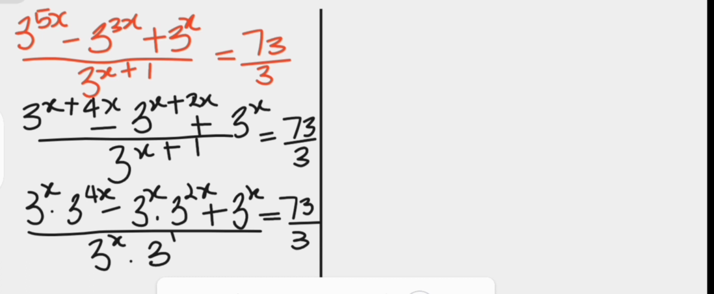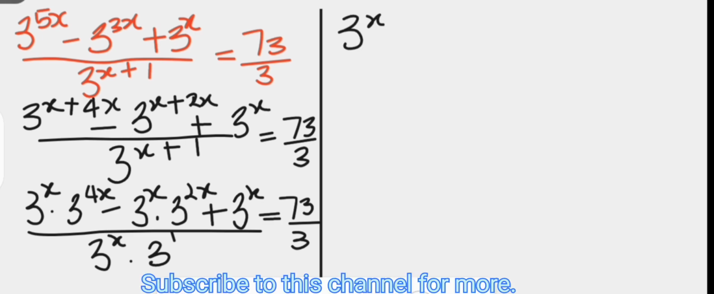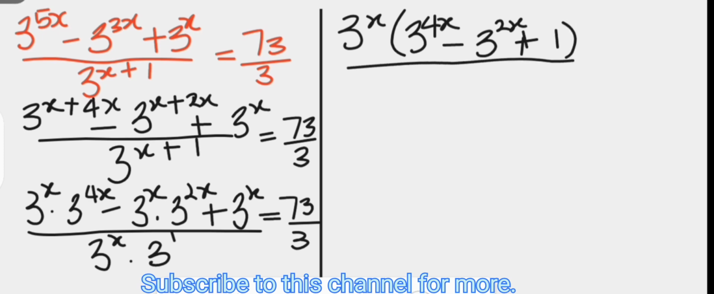From the numerator on the left hand side, we can factor 3 raised to the power x to leave us with 3 raised to the power x into bracket 3 raised to the power 4x minus 3 raised to the power 2x plus 1, having factored 3 raised to the power x, over 3 raised to the power x times 3 equals 73 over 3.